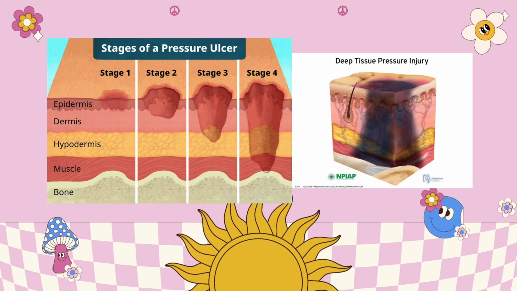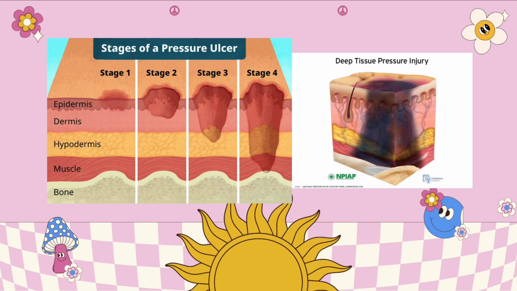Here I've included a beautiful visual of the stages that I just talked about and a deep pressure injury. So looking at stage 1, you'll see that the skin is intact and really only the epidermis is affected. But if you look to the deep pressure injury to your right, you see that the skin is intact, but it is bruised all the way down to the muscle. So you're going to get that deep purple.